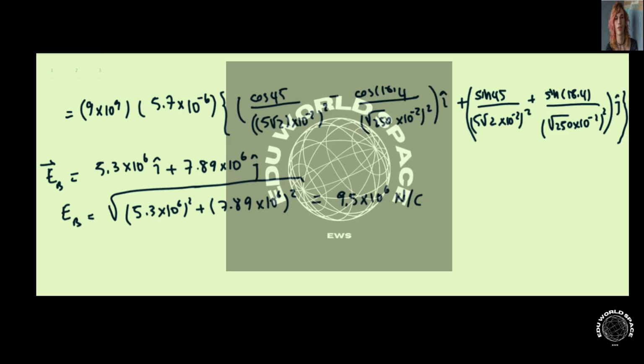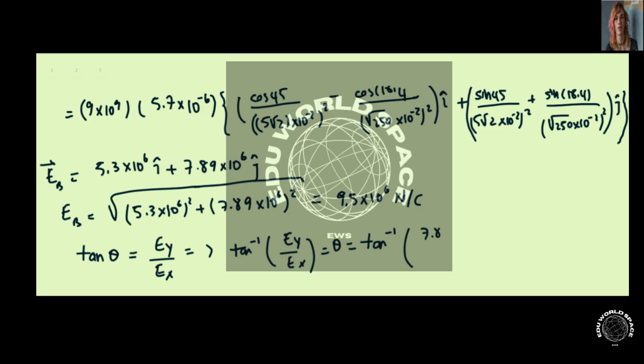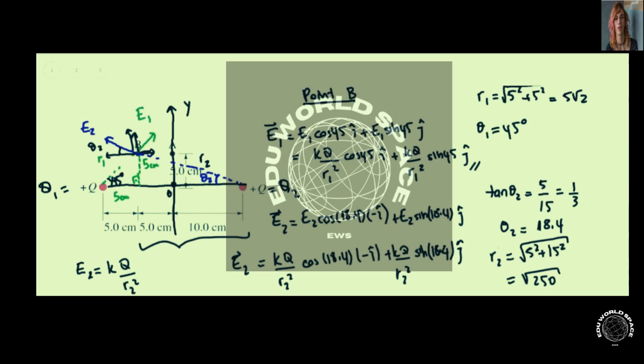And for the direction, tangent theta equals EY over EX total at point B. Then the inverse tangent of EY over EX is going to give us the angle. That would be equal to 7.89 times 10 to the power 6 over 5.3 times 10 to the power 6. So from here, the angle can be found as 56 degrees. All right, now we answered the first part of the problem.